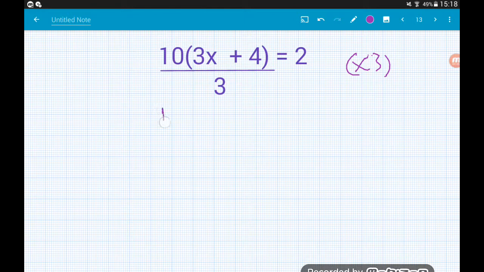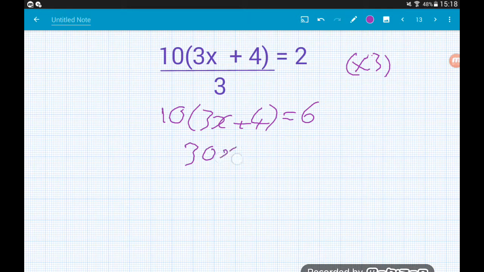Now if we do that, we're going to be left with 10 lots of 3x plus 4, and that's all going to equal 6. Okay, now we've got another choice at this point. We could divide by the 10 straight away and get 3x plus 4 equals 0.6. But then we're dealing with a decimal or a fraction depending on how you keep it. So in this instance, I wouldn't take that route. I would expand the brackets now. So doing that would give us 30x plus 40 is equal to 6.